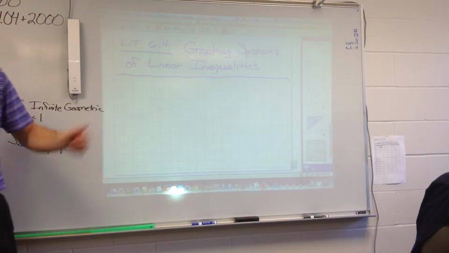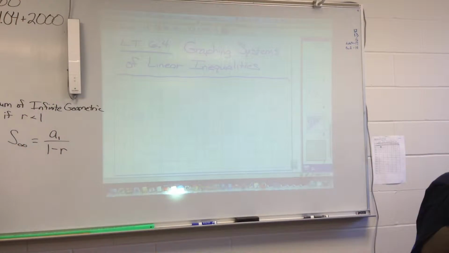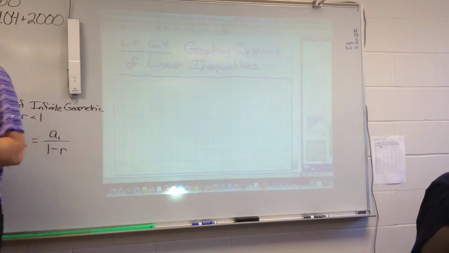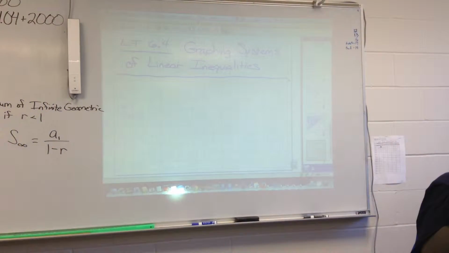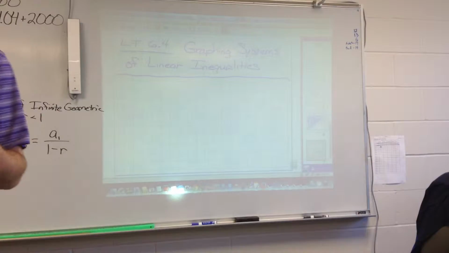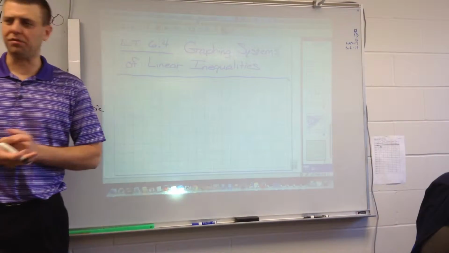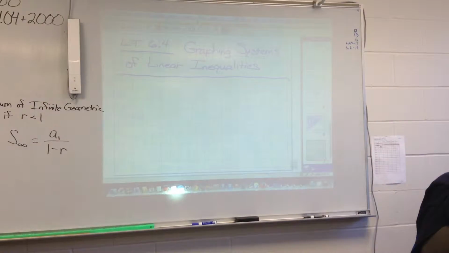So, learning target 6.4, graphing systems of linear inequalities. We just got done graphing just a regular linear inequality. You graphed the line, you made it solid or dashed, and then you shaded one side or the other depending on where the solution to the inequality was. Okay? Systems of linear inequalities is really not much different.